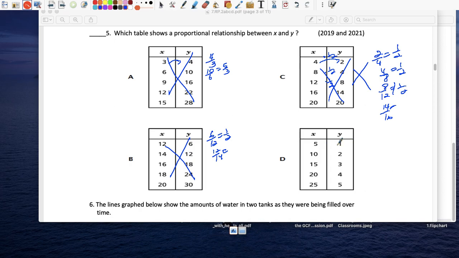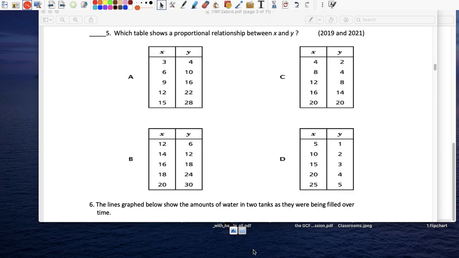So for this one, again, remember, the constant of proportionality is y over x. If you do the first one, you get 1 over 5. The second one is 2 over 10, which simplifies to 1 over 5, so good. The third one is 3 over 15, which simplifies to 1 over 5. The fourth one is 4 over 20, which simplifies to 1 over 5. So notice that the constant of proportionality is the same. To get from 5 to 1, it's times 1/5 each time. So D is the correct answer.